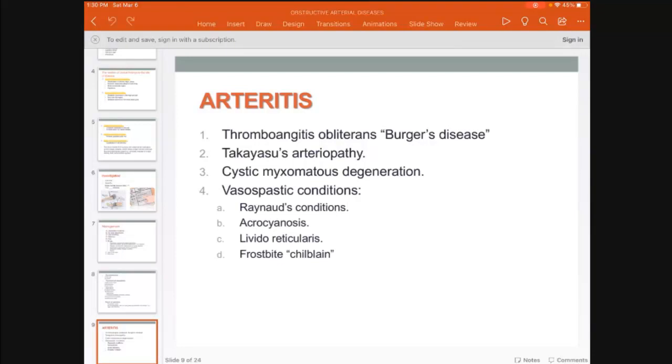The second type of arteritis is what we call Takayasu arteritis. This is named after Takayasu, a Japanese doctor who discovered this one.